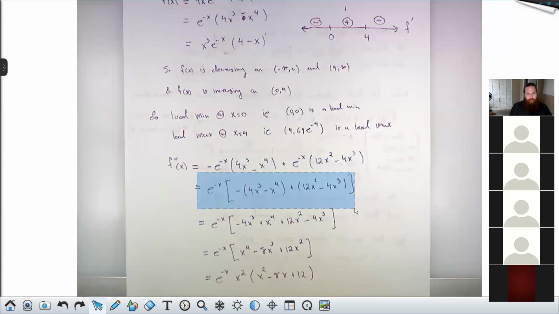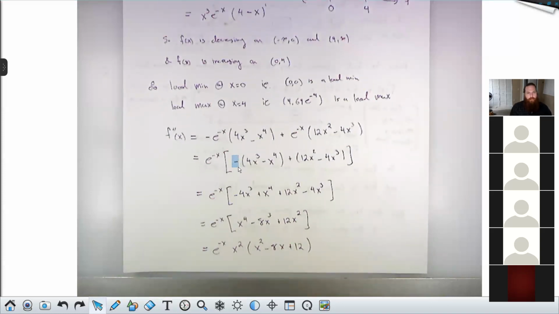Coming to this line, I factored e to the negative x out. So this negative is this negative. It stays attached to that first piece. The e to the negative x comes out, and this e to the negative x comes out. So I factored e to the negative x out in the second line.